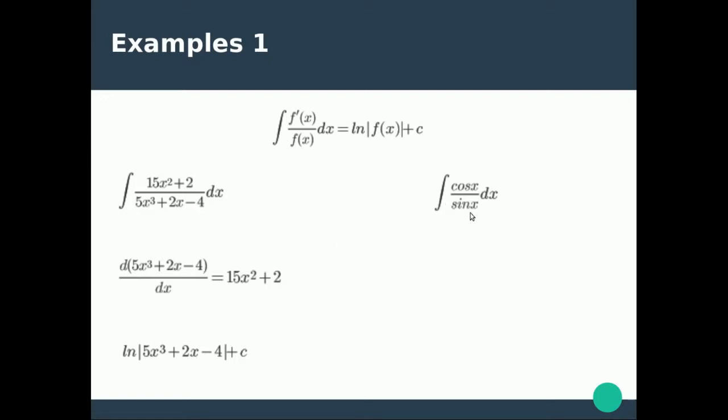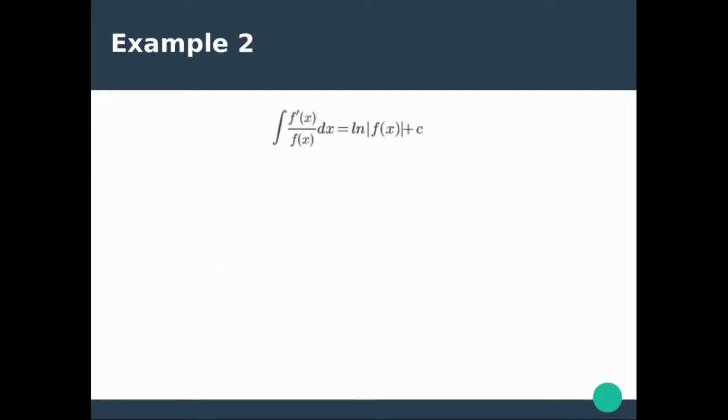They don't just have to be polynomials. If we look at this one here, we've got a fraction again. So the first thing we do is we look at that denominator, see what happens when we differentiate it, and if we differentiate sine x we get cos x. So the numerator is got by differentiating the denominator. So the answer is the natural log of sine x plus c.